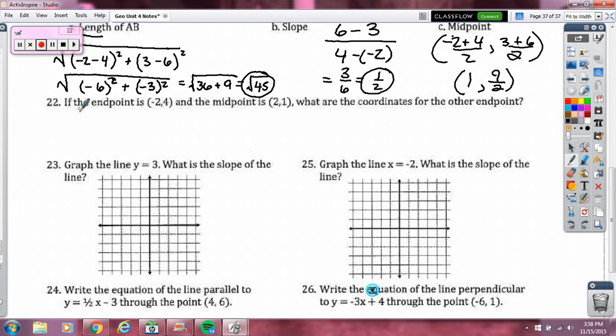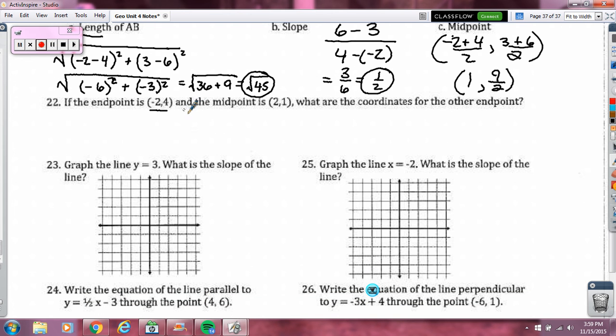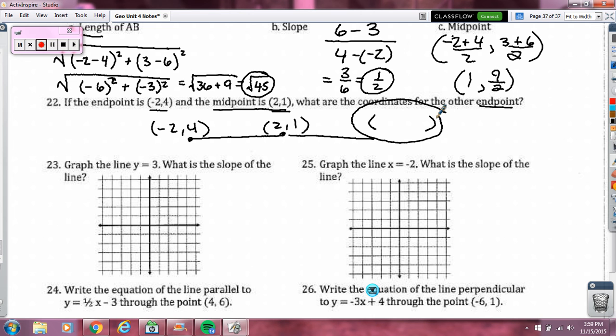Alrighty, next one. If the end point is negative 2, 4, and a midpoint is 2, 1, where's the other end point? So I'm going to draw myself a little picture. Midpoint would go in the middle. I'll put the negative 2, 4, one of my end points, on either side, doesn't really matter. And then I'm trying to figure out what's going to be over here in my final answer.